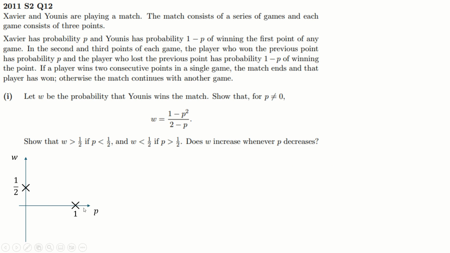So we get this, and we may as well investigate what happens if p is a half, so I can plug that in as well. And you get 1 minus a quarter, which is 3/4, over 2 minus a half, so you get a half overall. So that ends up being there. When p is a half, you get w as a half as well.